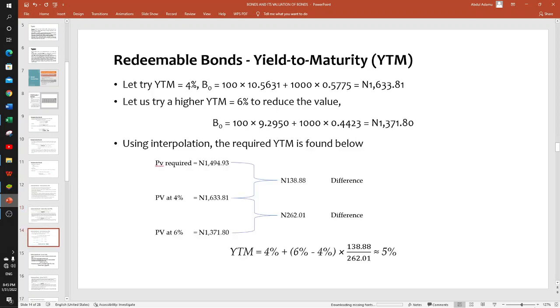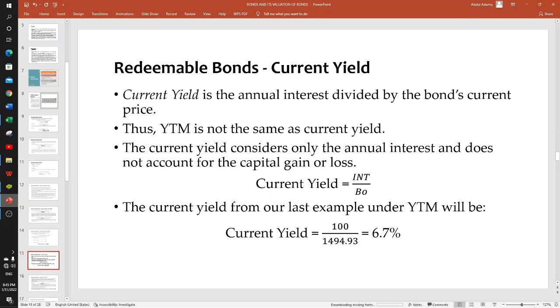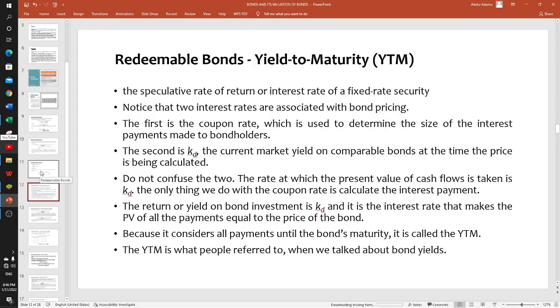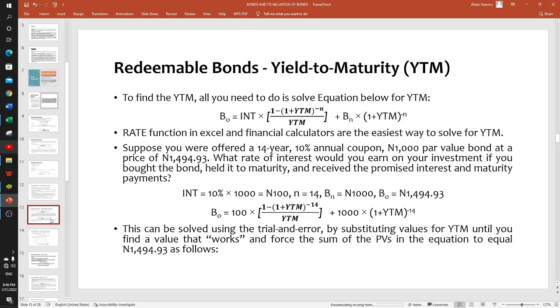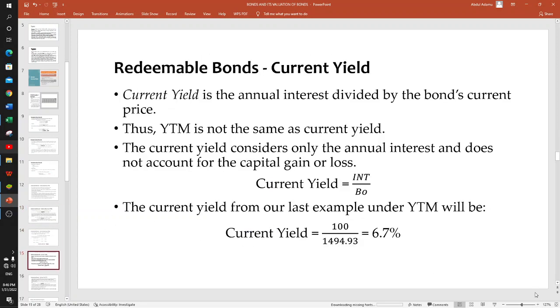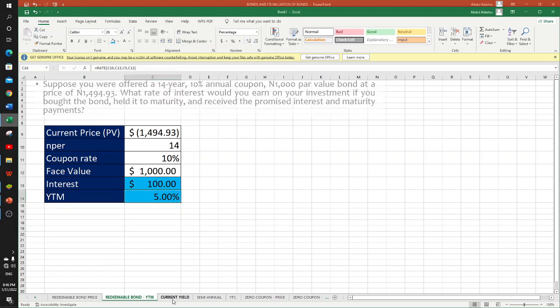Now the next thing we'll look at is current yield. So current yield is normally the yield you are receiving now. It is the annual interest divided by the bond's current price. So if you look at our question, the interest we are earning now on this bond is 100 and the current price is 1494.93. So if we divide 100 by that, we have our current yield. So let's look at it. If we divide, it is 6.7%.